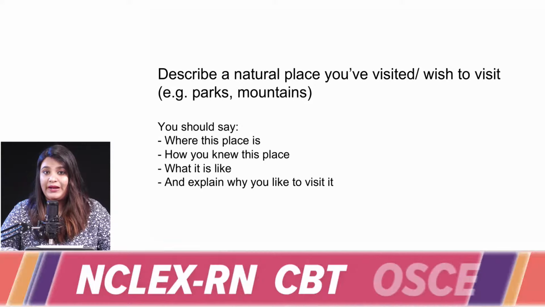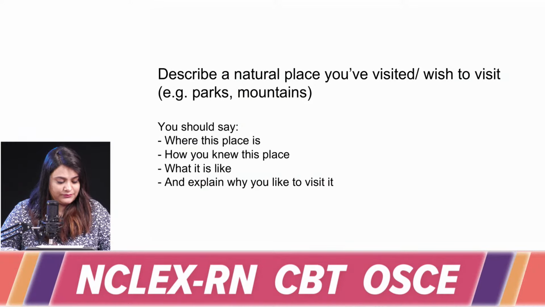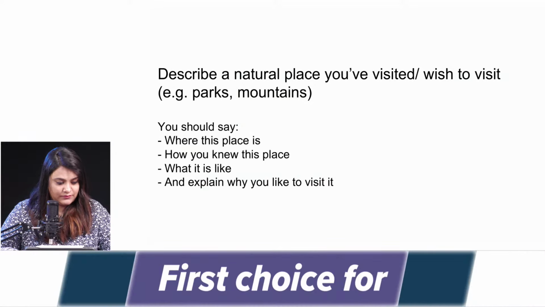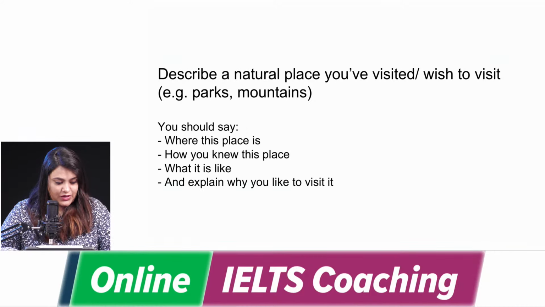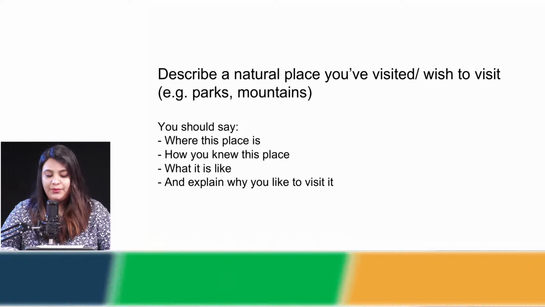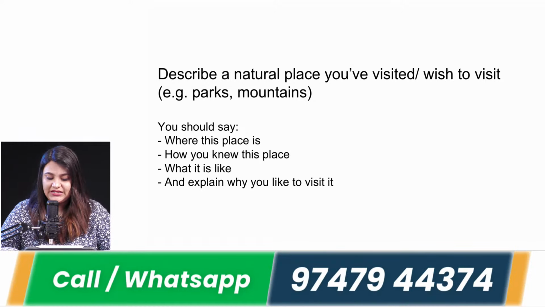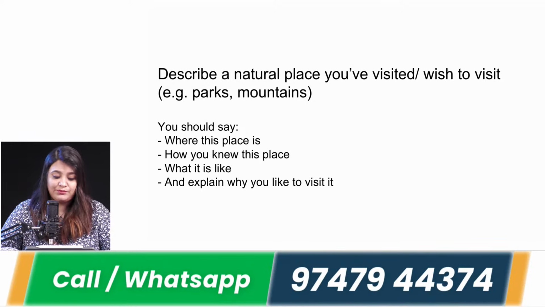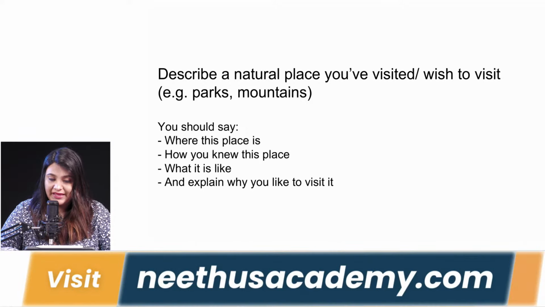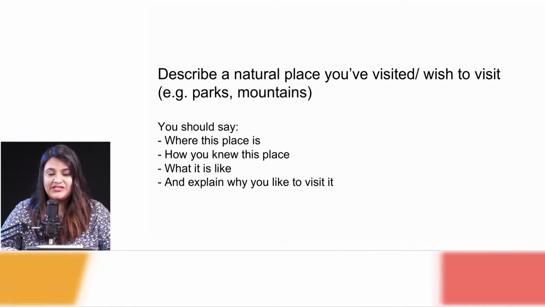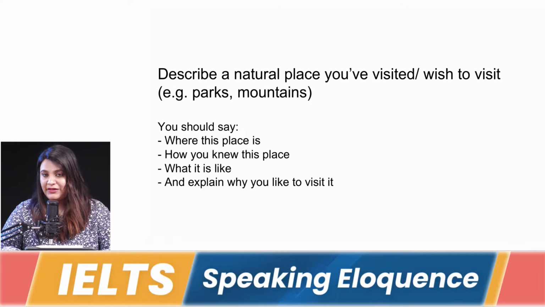So yes, over to the screen, you'll be able to see the cue card right now. The card is: describe a natural place you have visited or wish to visit. Example, parks, mountains. And you should say where this place is, how you knew this place and what it is like, and explain why you like to visit it. So these are the 4 questions you have and the main topic too.